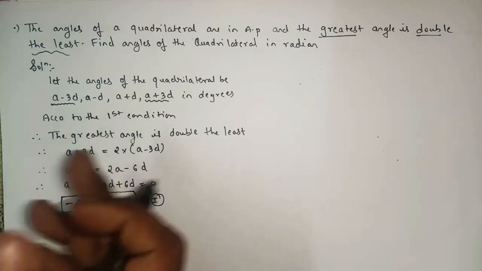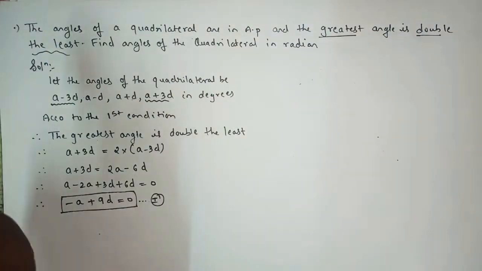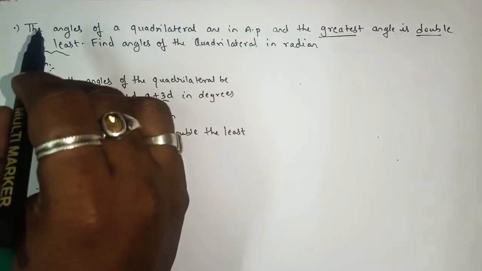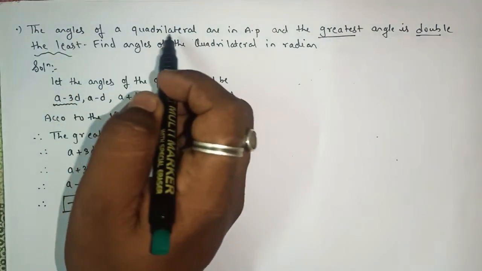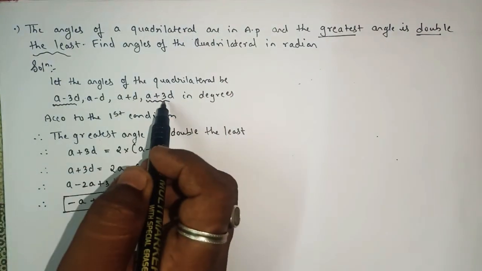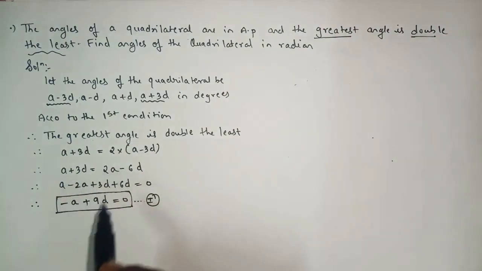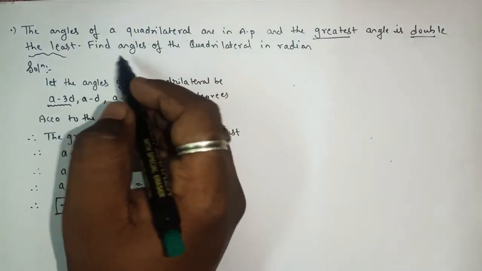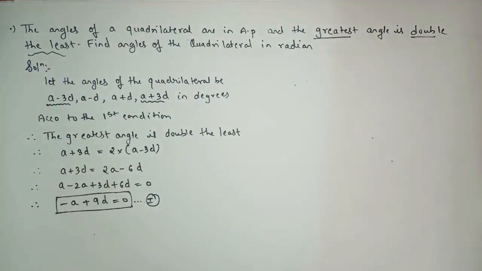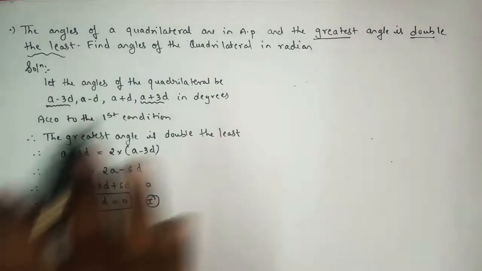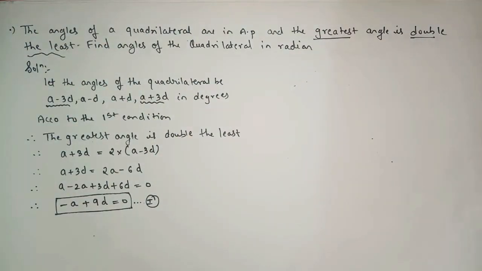Your second equation, we cannot see the second condition anywhere in the statement. As here clearly we can see that it says that the angles of the quadrilateral are in AP. So that section we wrote, and the greatest angle is the double of the least. So according to the first condition, we got the first. We cannot see any second condition in the statement, and directly it says that you have to find the angles of the quadrilateral. So how can we find our second condition?